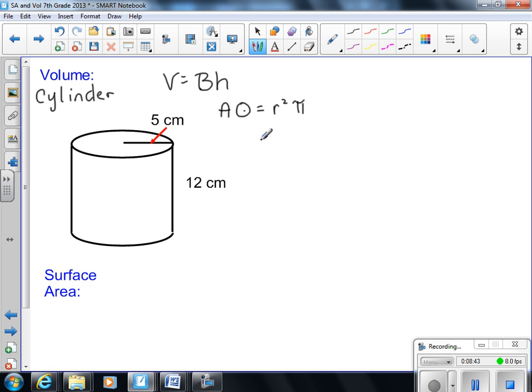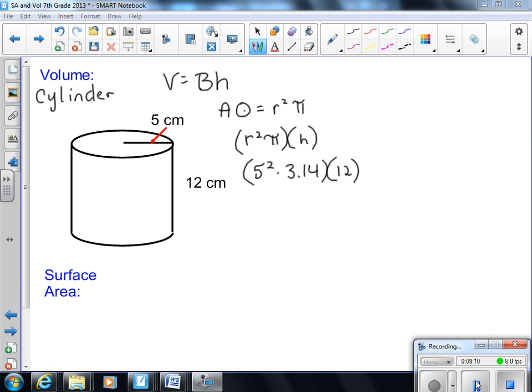Okay, so I'm going to take radius squared times pi, and then take that times your height of your prism. Okay, write that down. That'll be kind of your nice little recipe. What is the radius in our picture here, in our cylinder? So we have 5 squared times 3.14. It's pi, and then times your height, which is 12. Equals 942 cubic centimeters. So you've just found the volume of a cylinder.